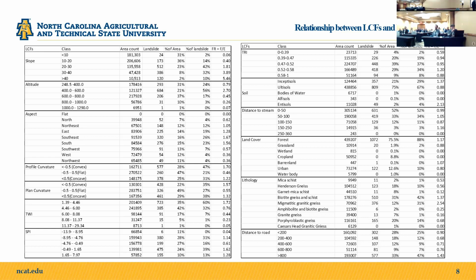We have the profile curvature, both profile curvature and plan curvature. Both of them have convex and concave levels, that is, less than 0.5 and greater than 0.5. Landslide is frequent there. Then at the flat level, where the area is flat, landslide is not very frequent.